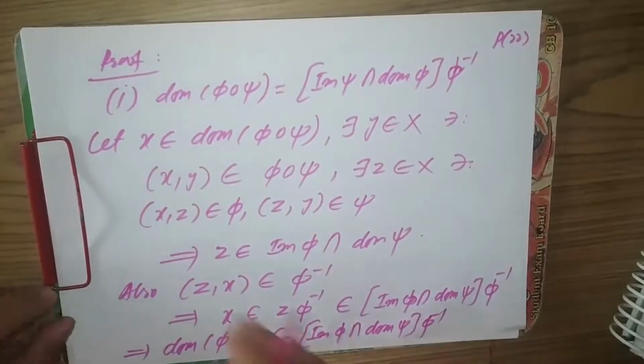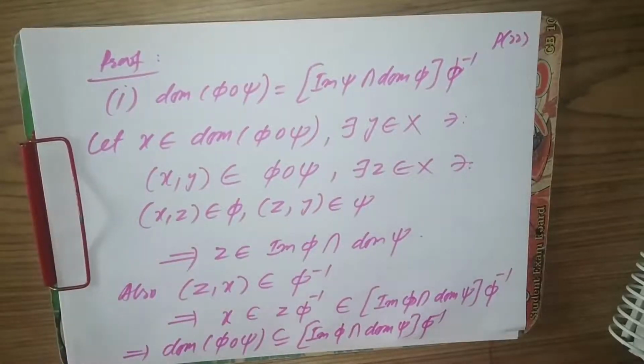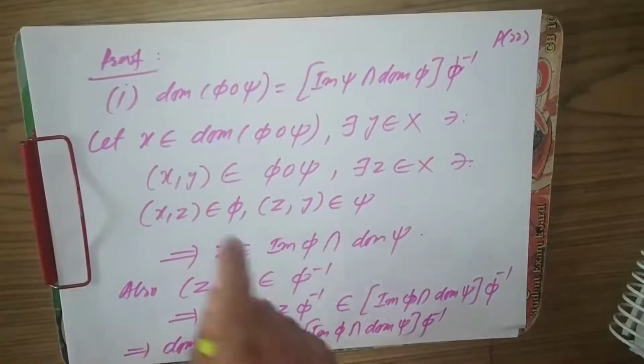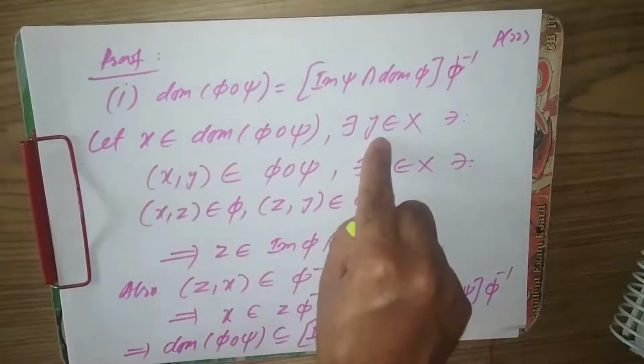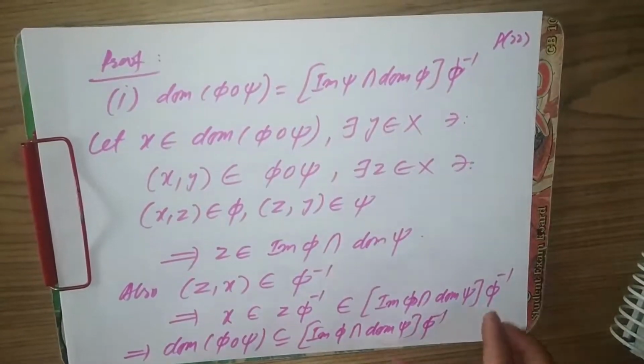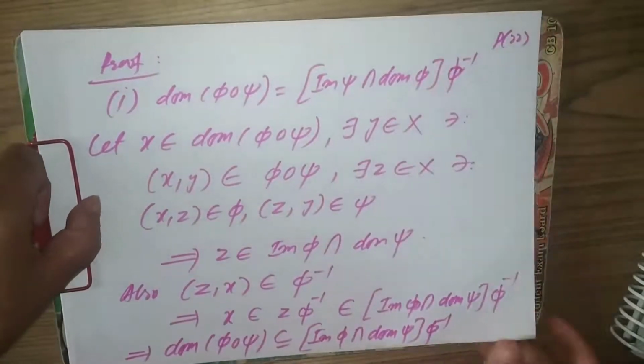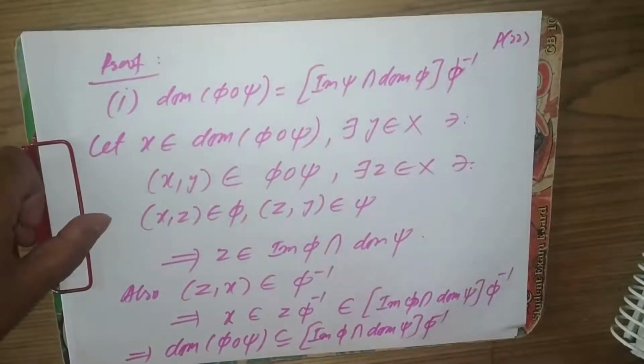So you just need to apply the definitions here: the definition of domain, the definition of composition, and the definition of converse. So it's simple, just apply the definition. Now let's prove the converse, the reverse inclusion.